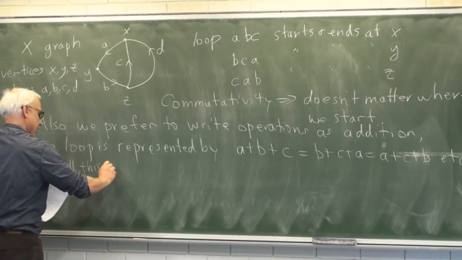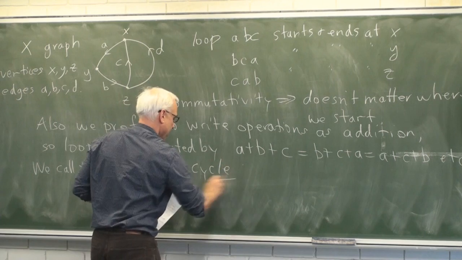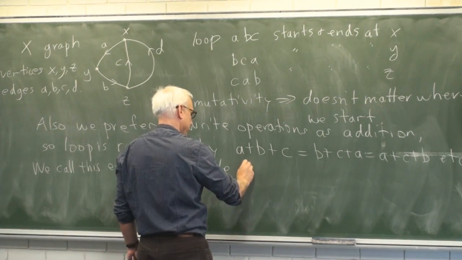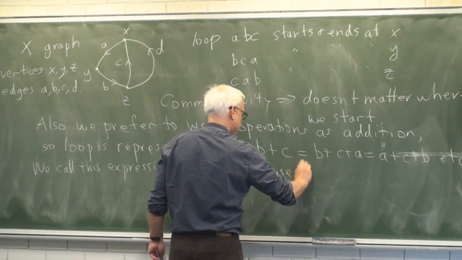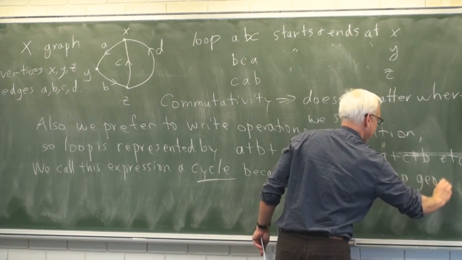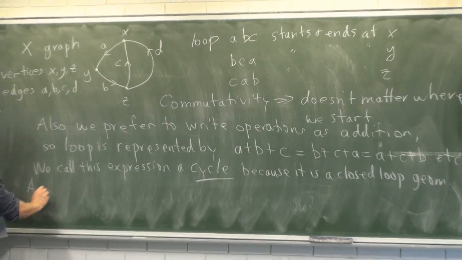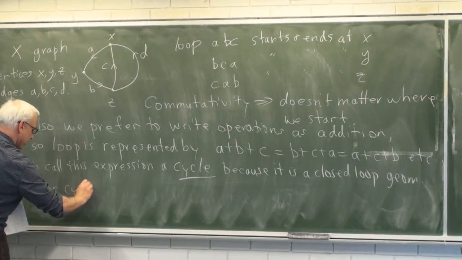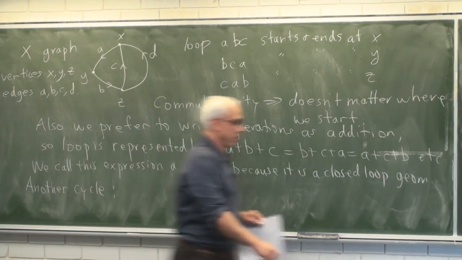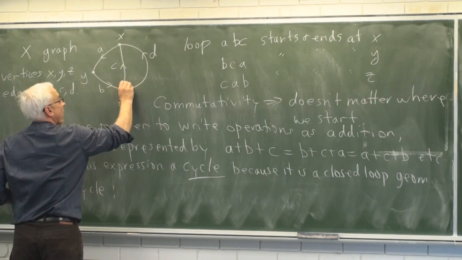We call this expression a cycle because it physically represents going all the way around, because it is a closed loop geometrically. Here's another cycle. Another cycle would be to go around another hole, say this one here.